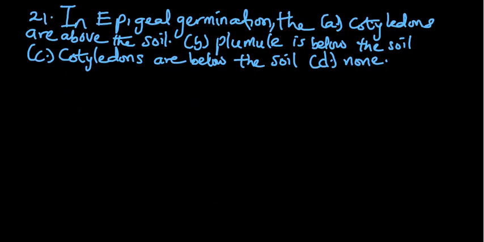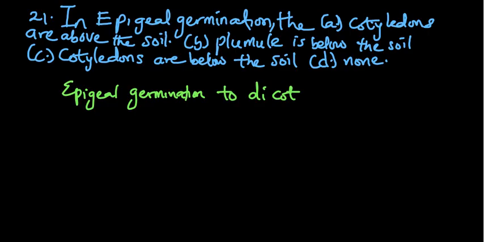Now in epigeal germination, what normally happens in epigeal germination? It is a germination that is common to dicot plants or dicotyledonous plants. Now, what normally happens in epigeal germination? You hear the word epi. Epi means outside and above. Hypo means below. I hope you understand.